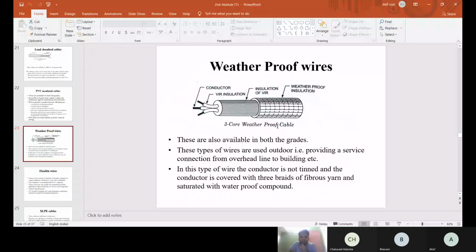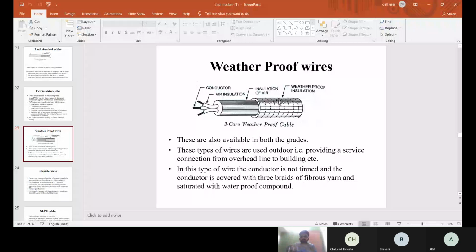These are the conductors. These conductors are insulated with vulcanized Indian rubber, and again this VIR insulation is covered with one more layer of VIR insulation. There is no strict rule that this should be VIR only; maybe PVC also, or some lead sheath also. And after this is a weatherproof insulation. Normally, these weatherproof insulations are lead or fibrous materials, tapes, like different insulating materials.